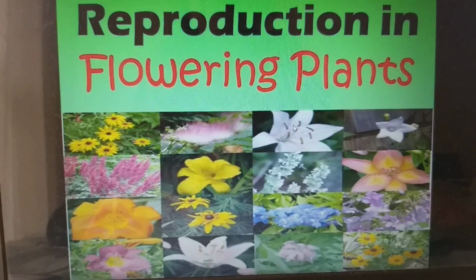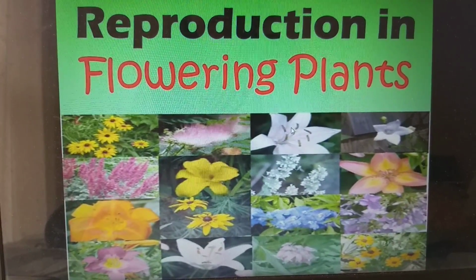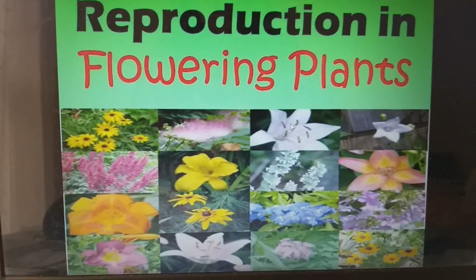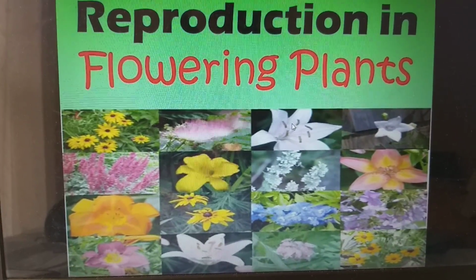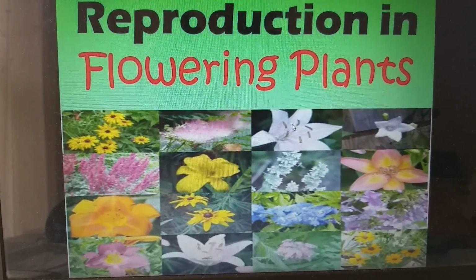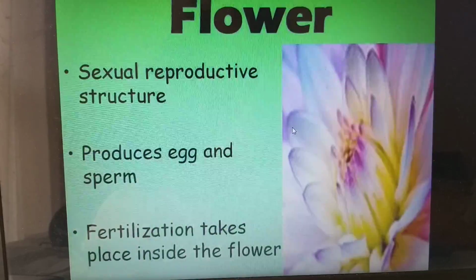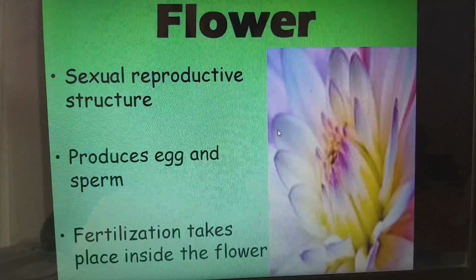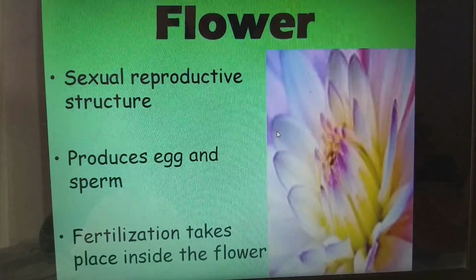Hello friends, now we are going to see a simple vocabulary about reproduction in flowering plants. What are the terminologies we have to know? If you know the terminologies, the topic will be very easy. So now we are going to see about the flower, what are the parts of the flower, and what are the terminologies given for the flower parts.